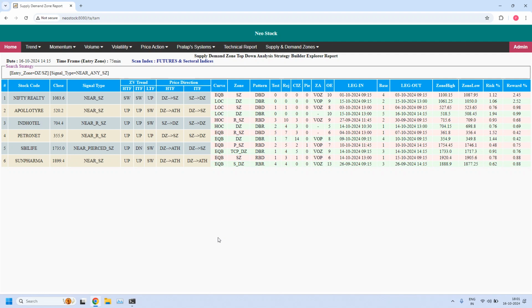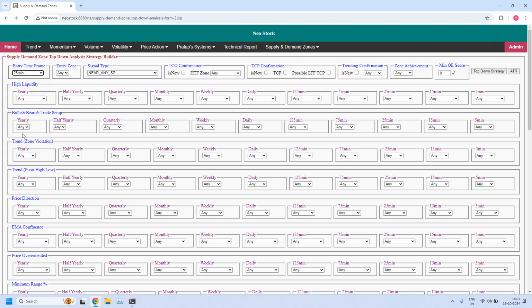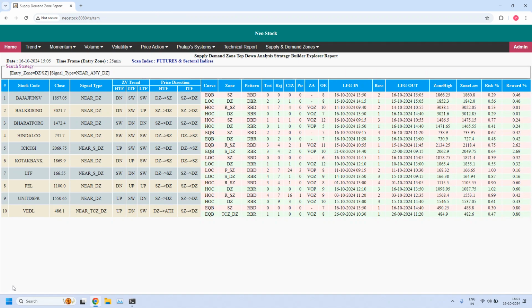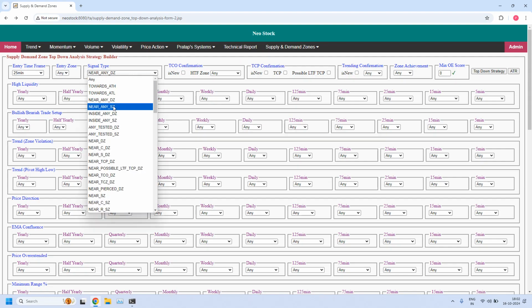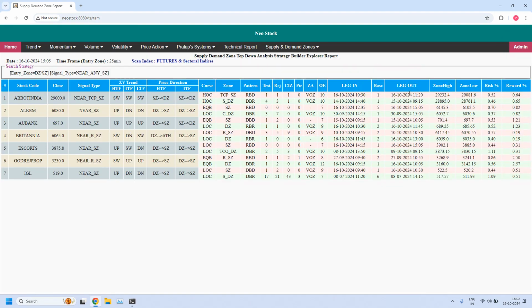So with this we have completed daily and 75 minutes high liquidity zones. Next time frame is 25 minutes. Let us find the stocks near 25 minutes demand zone. 10 stocks are filtered. Next, for 25 minutes time frame, let us find the stocks near 25 minutes supply zone. 7 stocks are filtered.